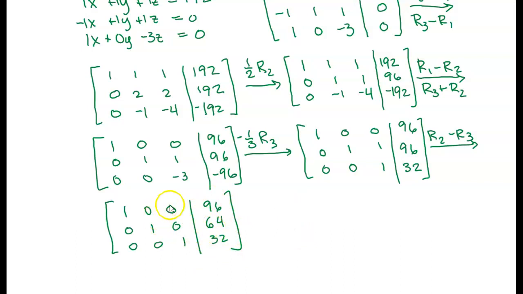Now, if I just take this augmented matrix and turn it back into a system of equations, I've got 1x plus 0y plus 0z is equal to 96. I've got 0x plus 1y plus 0z is equal to 64. And I've got 0x plus 0y plus 1z is equal to 32. So that's my solution, right?